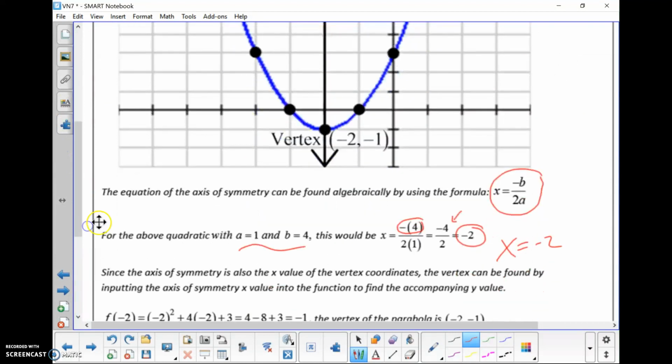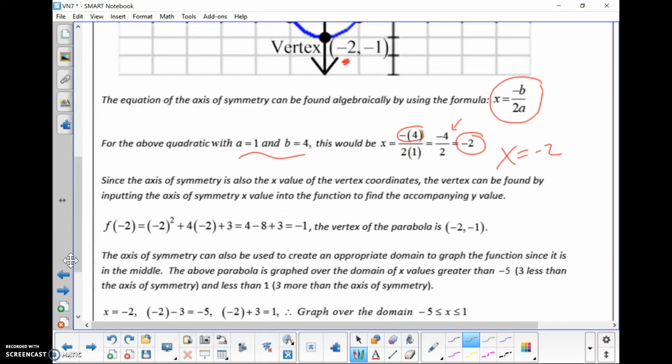Not only that, when we look at the coordinate of the vertex, the x value of the vertex is -2. So the axis of symmetry is the x value of the vertex. And that's really probably the thing you got to emphasize the most here. The axis of symmetry is the x value of the vertex.